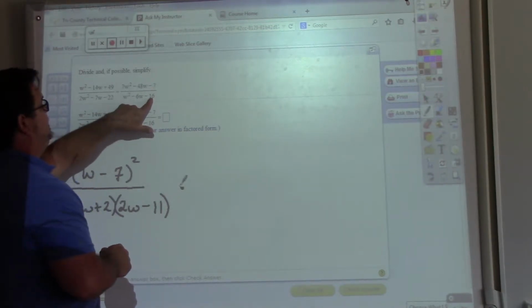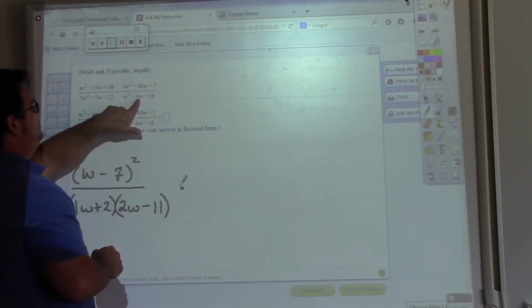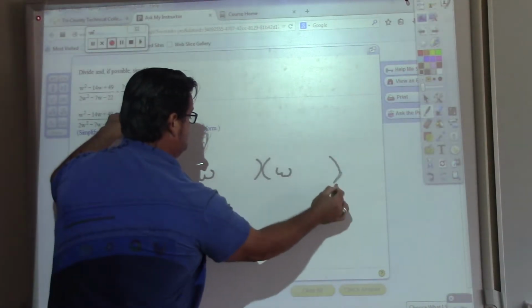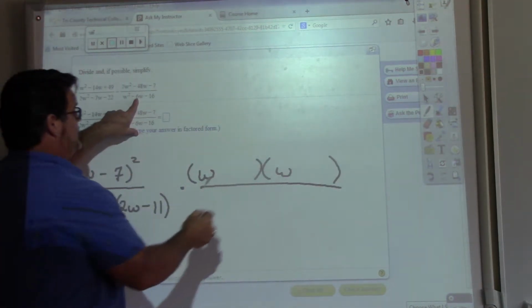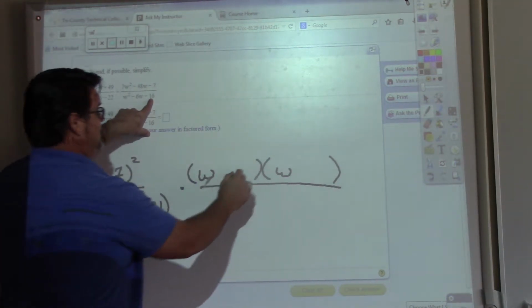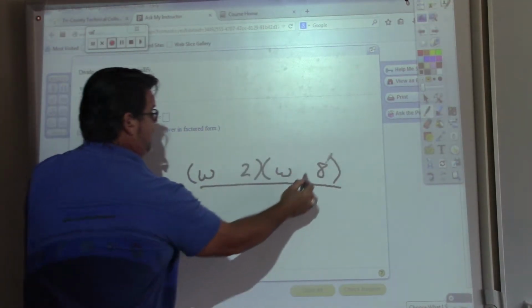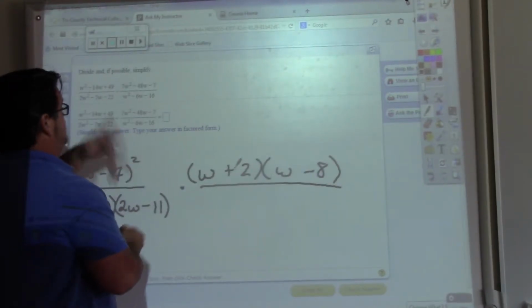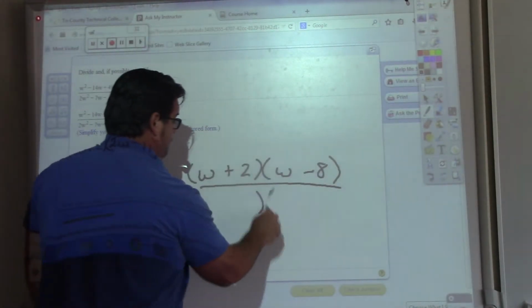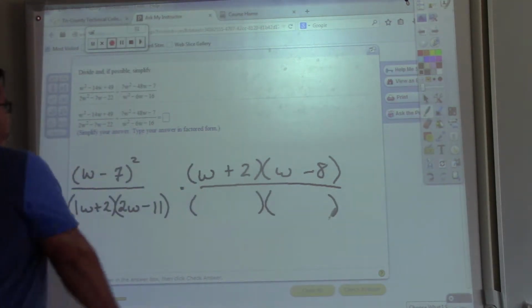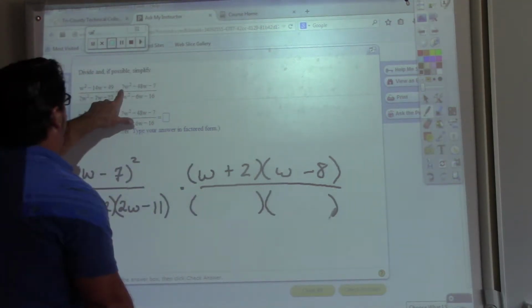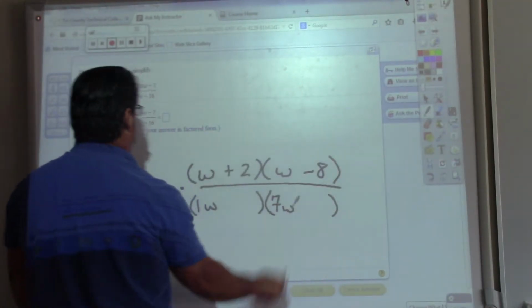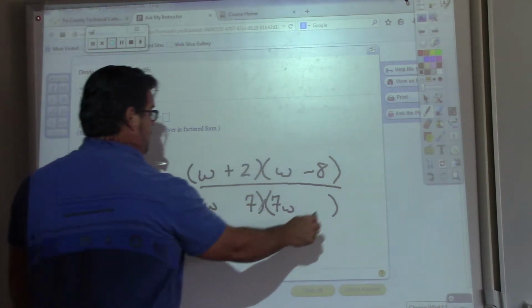Multiplied by, this one's on top. Let's see, 16 is 4, 4 times 2 is 8. So this one is reverse FOIL. And that's a 4. Let's see, 2 and an 8. A negative 8 and a positive 2. And then what's this one? That one's reverse FOIL because you can't take the square root of what? 7, class. That's right. So 1W and 7W and 7W and 1W.